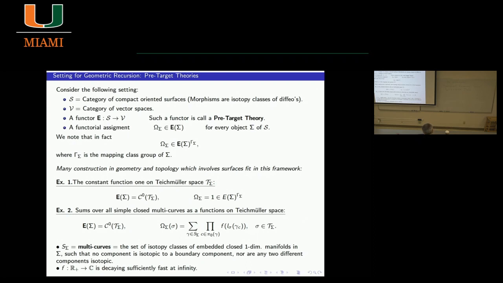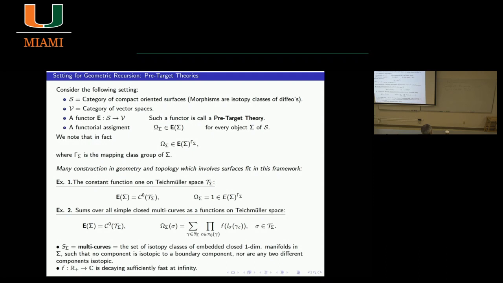The first one is that I take the Teichmüller space of the surface, and what I mean by that is simply the Teichmüller space of hyperbolic metrics on the surface in such a way that boundary components are geodesics. Okay? So that's the Teichmüller space. Then I take continuous functions on Teichmüller space, and that's the vector space I associate to a surface. And the vector that I want is the function 1, as a function on Teichmüller space, and that's of course mapping class group invariant.